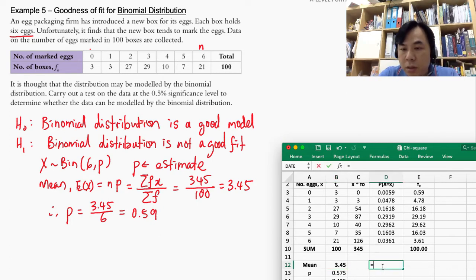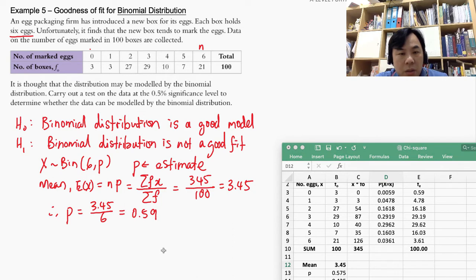Can't believe that this is 3.45 divided by 6. Okay, there must be something wrong with my mental math. Okay, so I'm going to use this as the answer here. My bad. Sorry for my calculation here. Really my bad. Okay, I think I'm getting a little tired now.